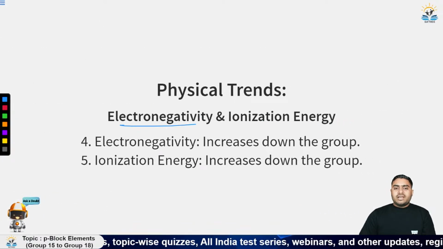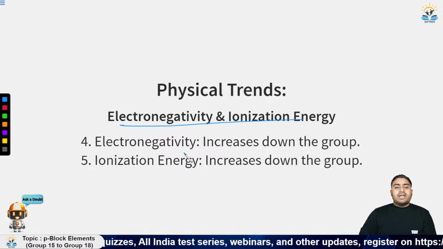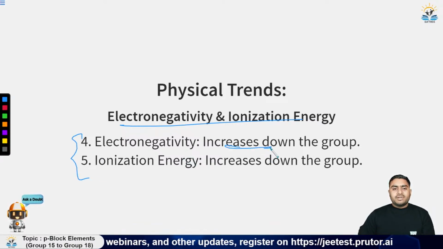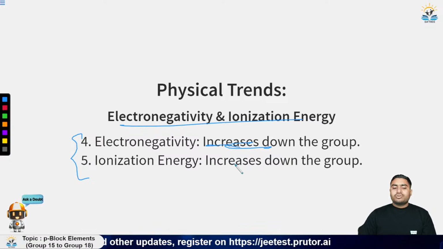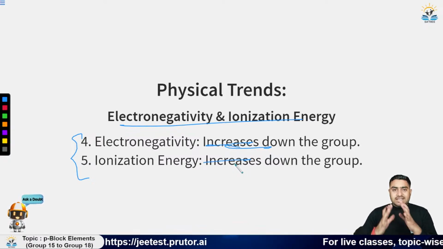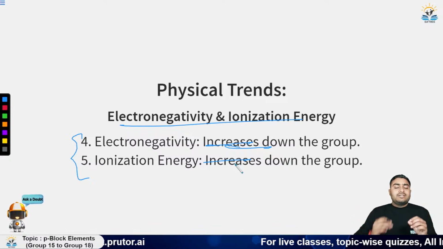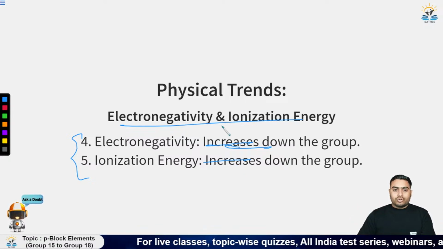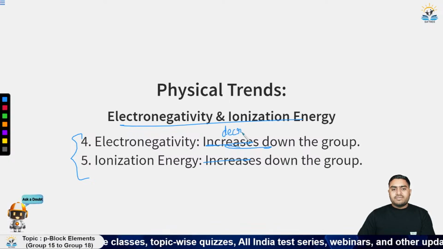Let's move to the next, electronegativity and ionization energy. Electronegativity decreases down the group, and ionization energy also decreases down the group, because size increases, so ionization energy becomes low and low and low. That means ionization energy decreases down the group. We have discussed these points.